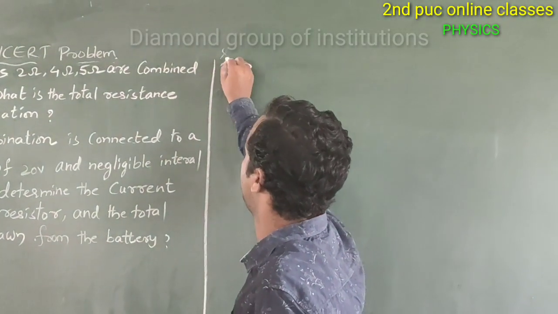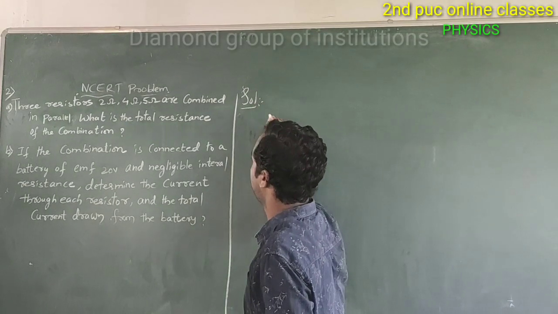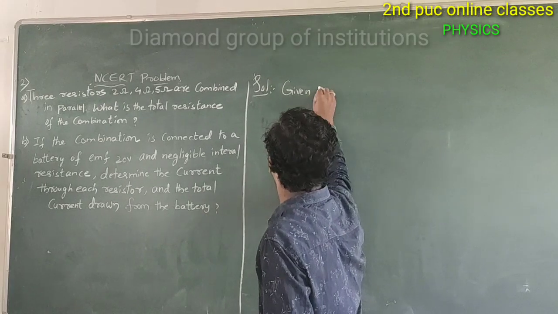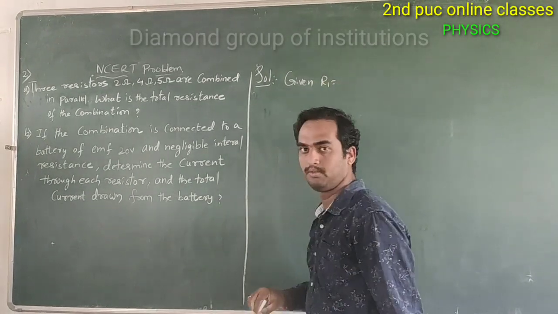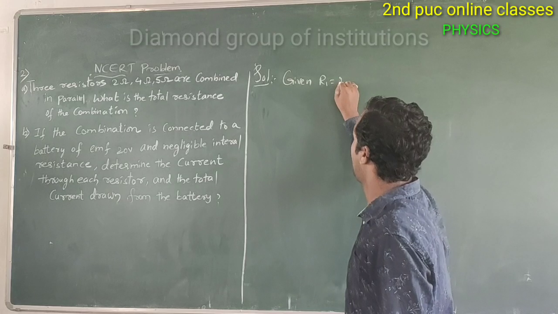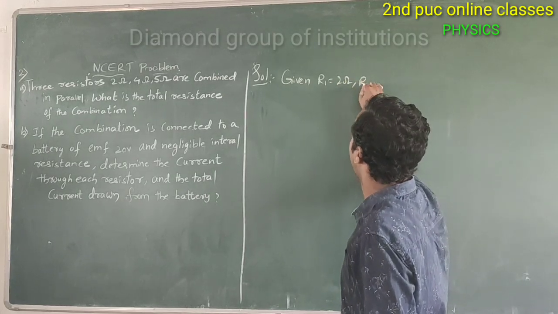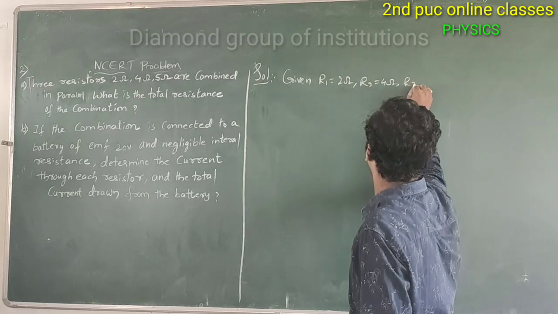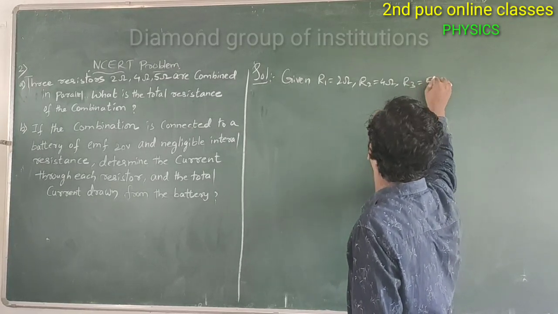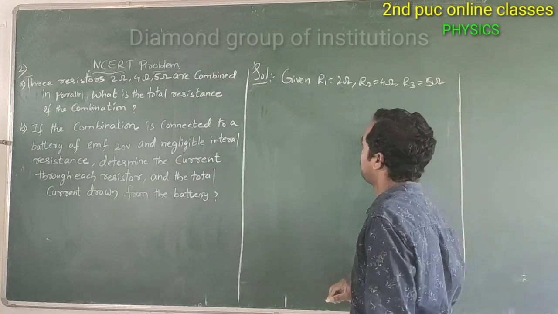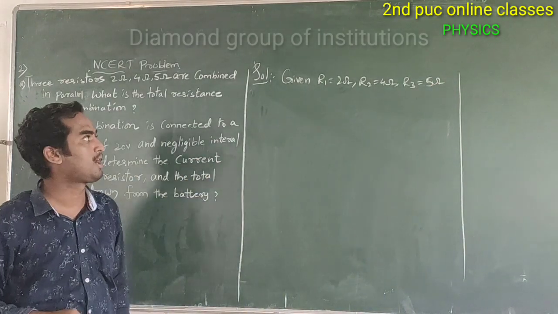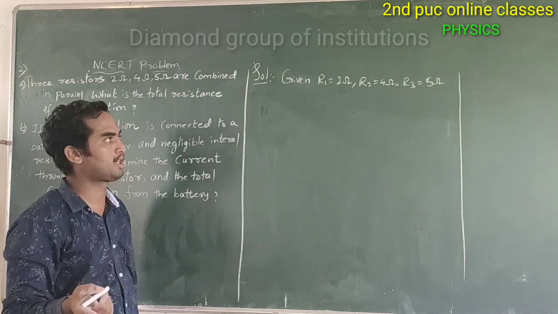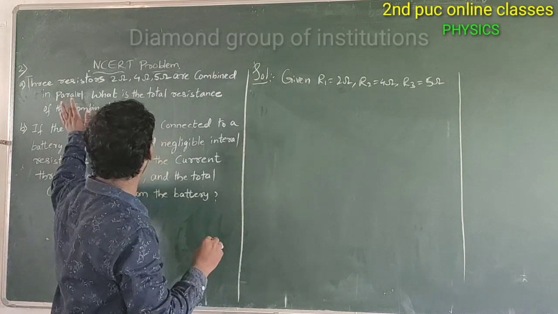See here, solution. Given: R1 equal to, so what is the value given? R1 equal to 2 ohm, R2 equal to 4 ohm, next R3 equal to 5 ohm. So what is the value of R1? 2 ohm. What is the value of R2? 4 ohm. What is the value of R3? 5 ohm. So connected in which combination?